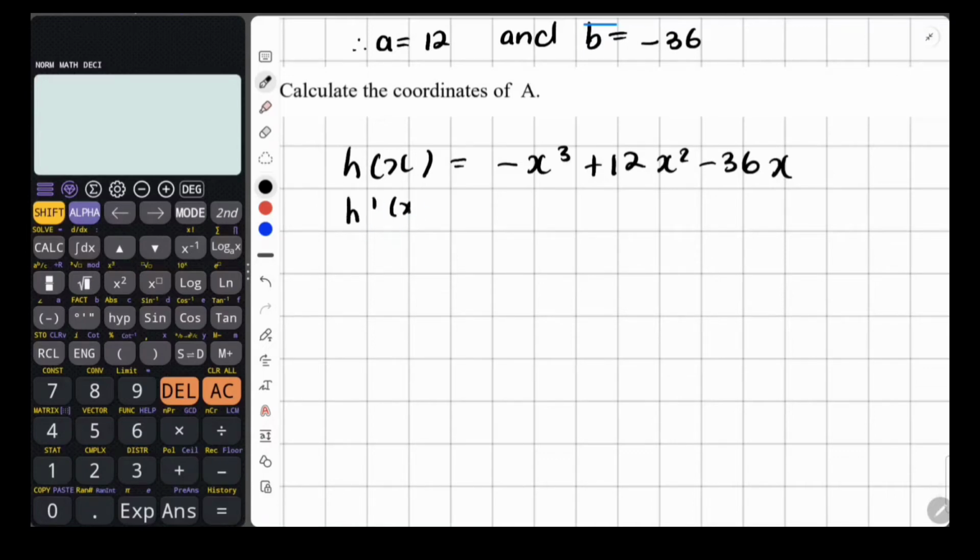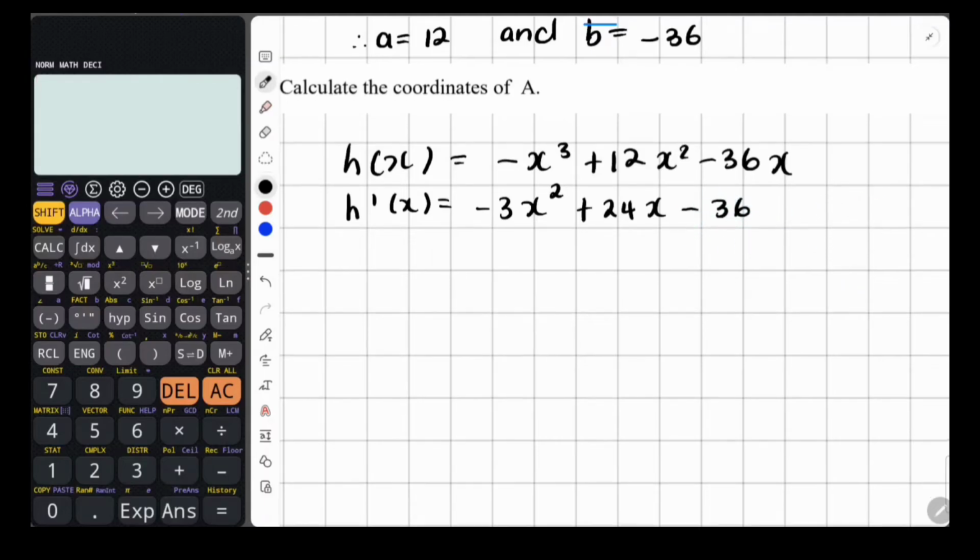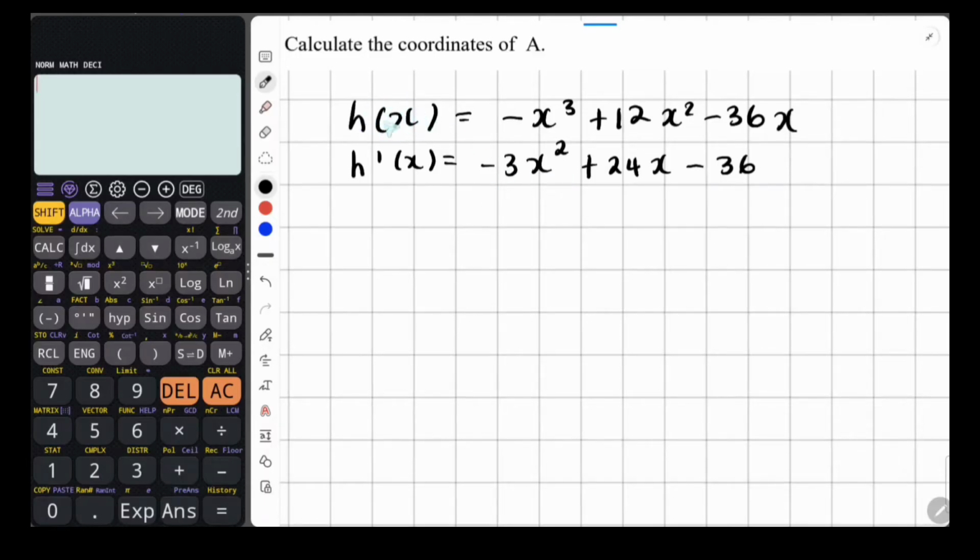So h prime of x is equal to negative 1 times 3, which is negative 3x to the power of 3 minus 1, that is squared. Then we have positive 12 times 2, which is positive 24x to the power of 2 minus 1, which is just 1, so we don't have to write that 1. And then negative 36 times 1 on the exponent here, so that's negative 36, and the x will fall away because x to the power of 1 minus 1 is x to the power of 0. Anything to the power of 0 is 1, so the 1 just multiplies and the number stays the same.